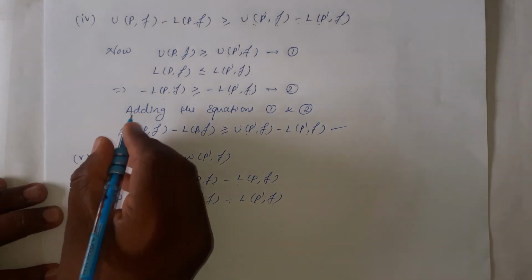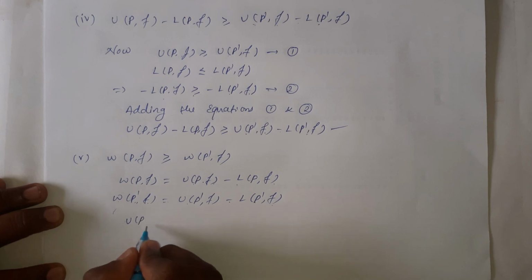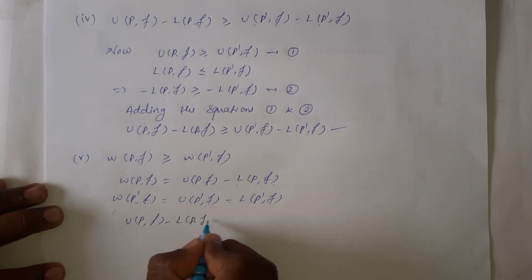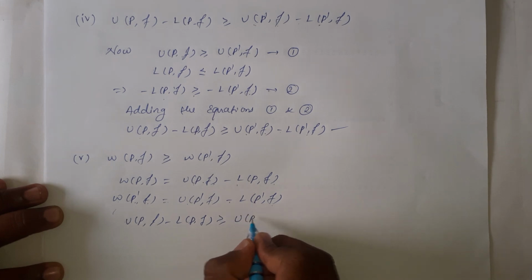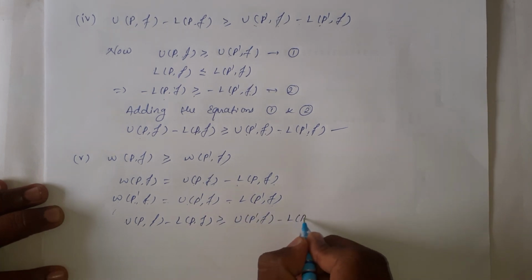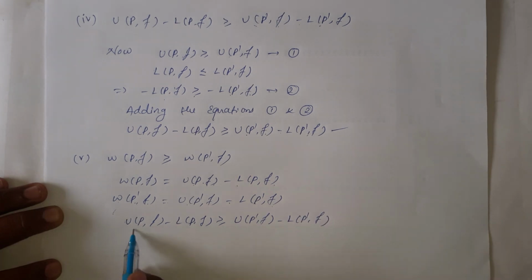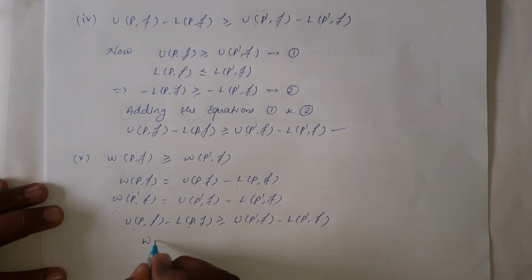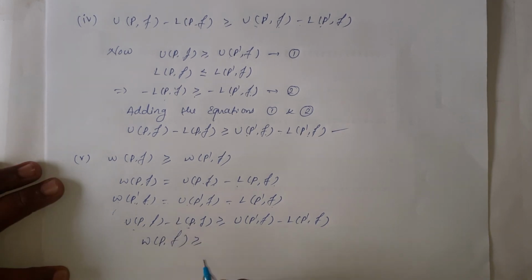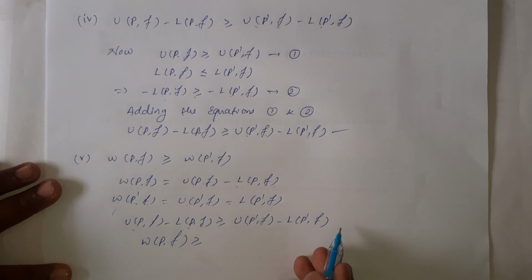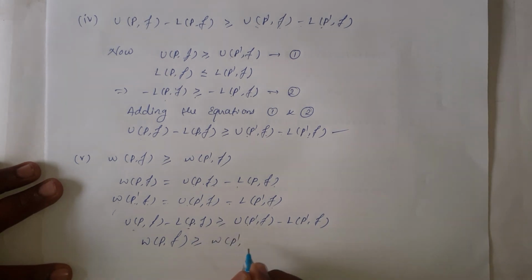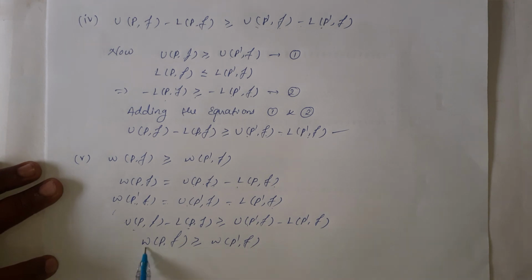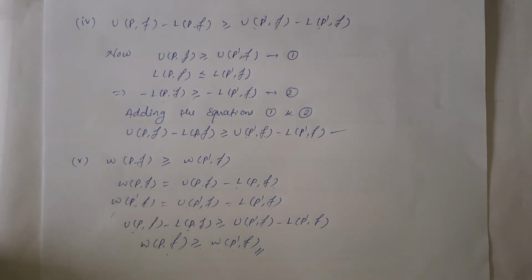Now, by using the fourth result, UPF minus LPF is greater than or equal to UP dash F minus LP dash F. So here UPF minus LPF is nothing but WPF greater than or equal to, here UP dash F minus LP dash F is WP dash F. So therefore, this is WPF greater than or equal to WP dash F, which is the required result. So therefore, we have proved all the five results of this given theorem.